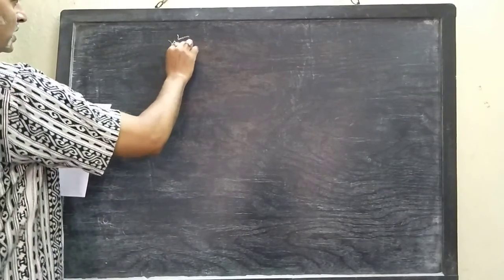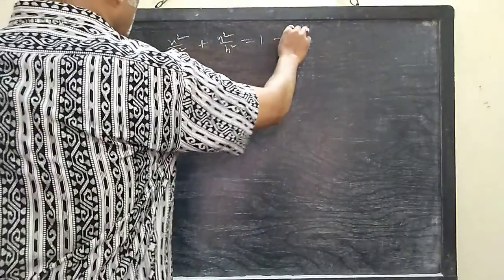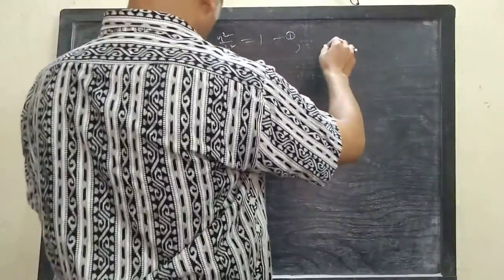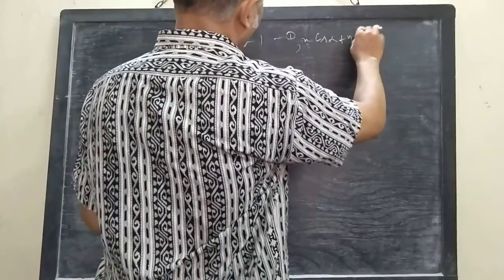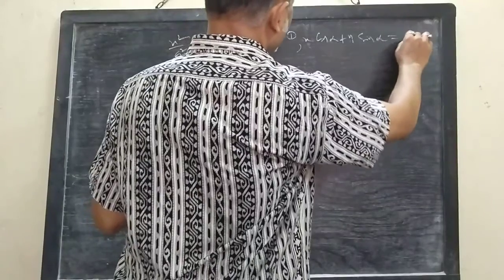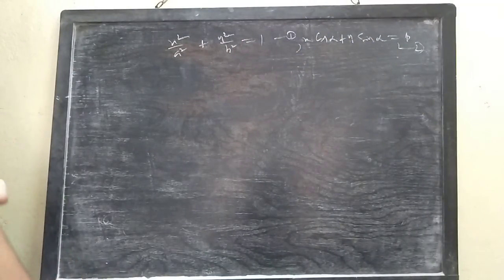Now first let us consider the ellipse x square by a square plus y square by b square equals 1, curve 1, and let us consider the straight line in the normal form, x cos alpha plus y sin alpha equals p, line 2. You have to find the condition under which straight line 2 will be a tangent to the ellipse 1, and the condition under which it will be a normal to the ellipse 1.